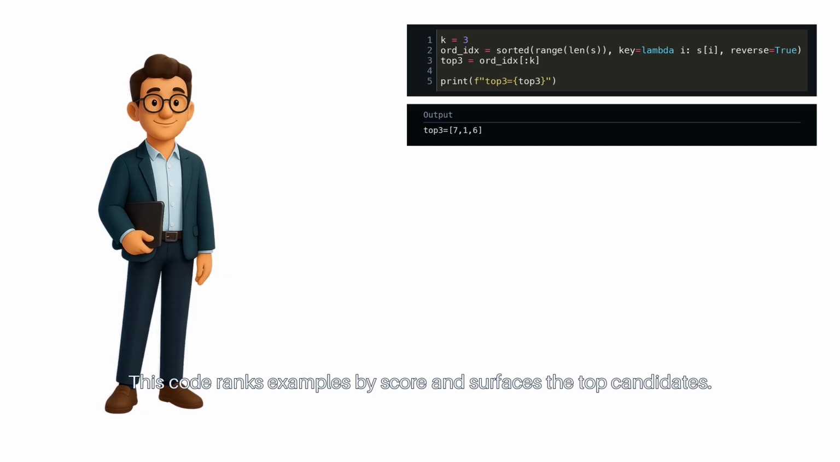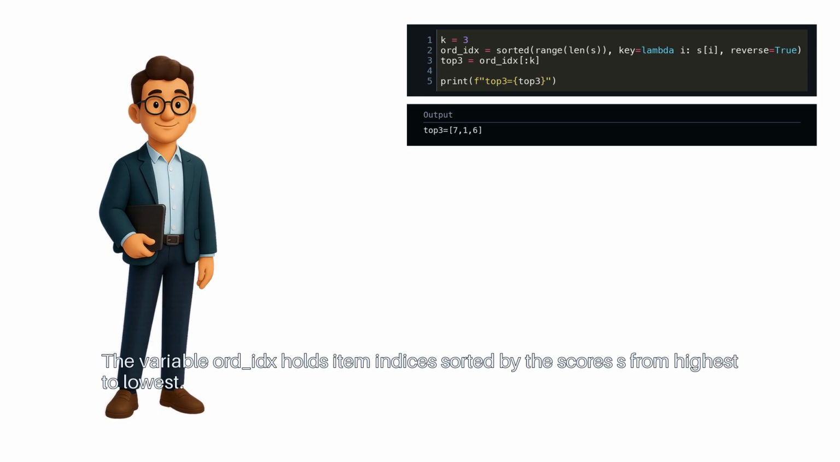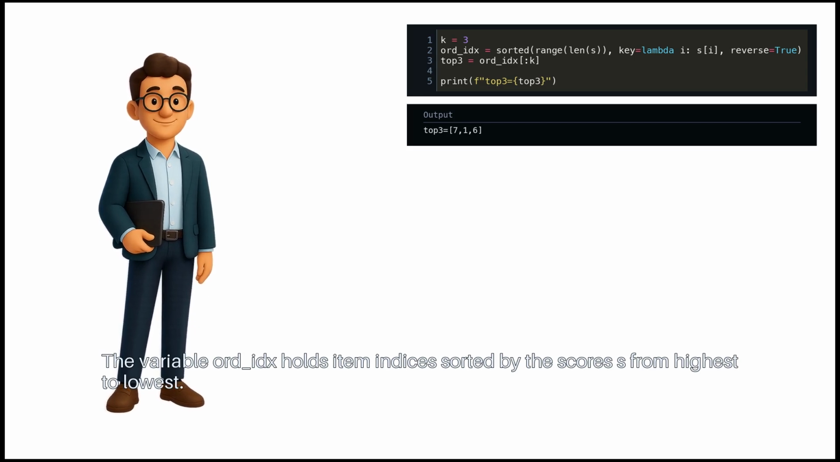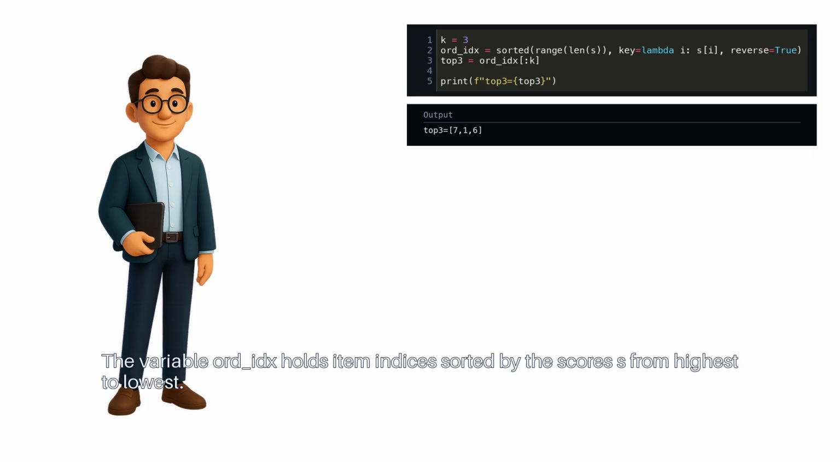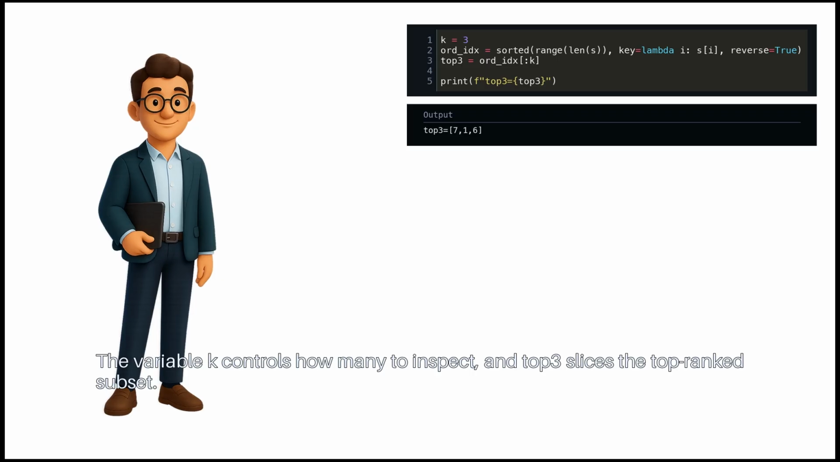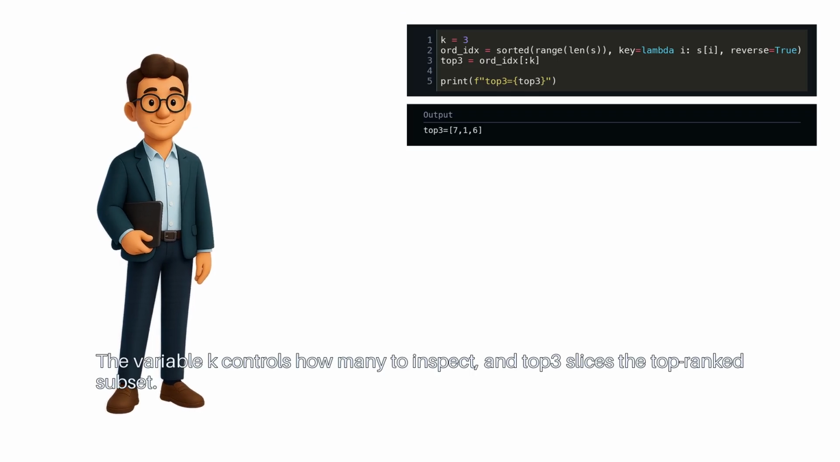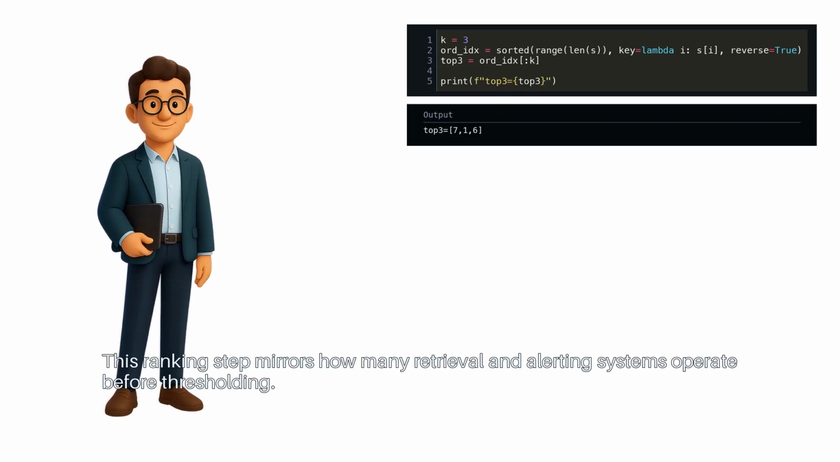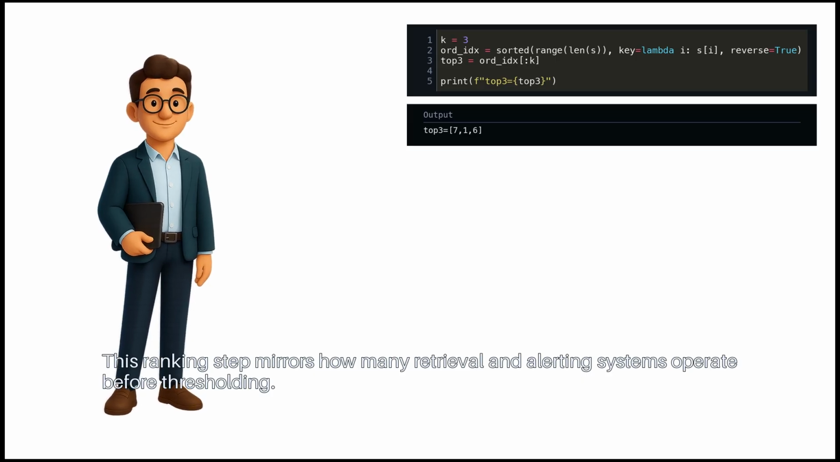This code ranks examples by score and surfaces the top candidates. The variable ordIDX holds item indices sorted by the scores S from highest to lowest. The variable K controls how many to inspect, and top 3 slices the top-ranked subset. This ranking step mirrors how many retrieval and alerting systems operate before thresholding.